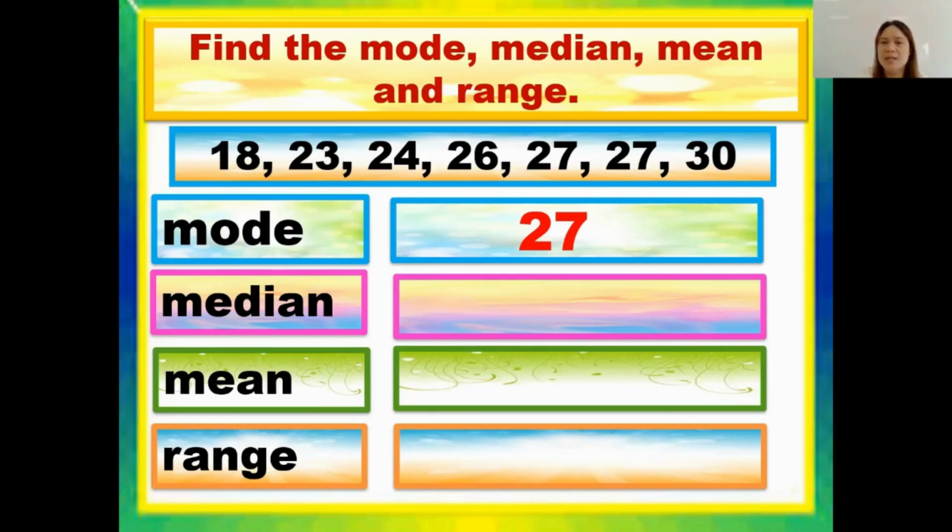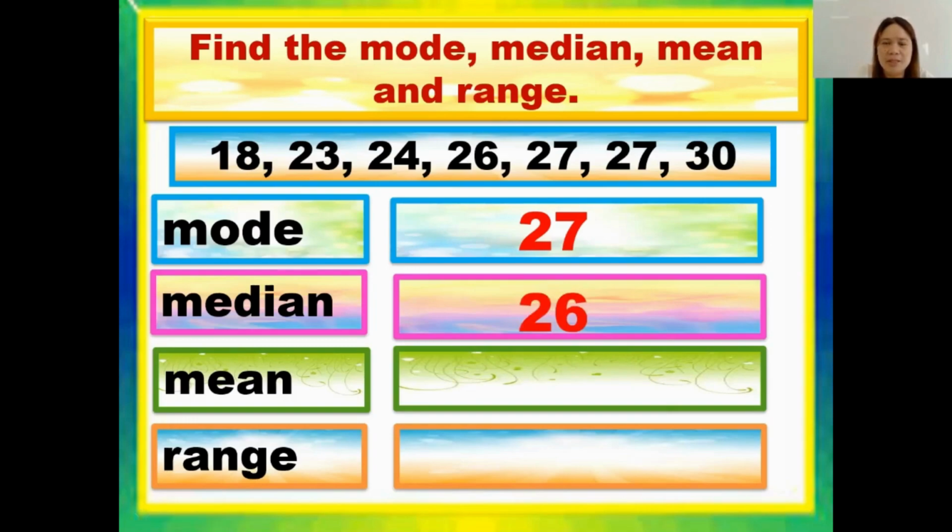Median. Remember, median is the middle number. So which do you think here, Year 8, is the middle number? You have to take out one from the lowest, one from the highest, until such time you will get the middle number. Or you can simply count 1, 2, 3, 4, 5, 6, 7. There are 7 numbers here. So that means the fourth number would be the middle. The fourth value here is 26. So that is the median.